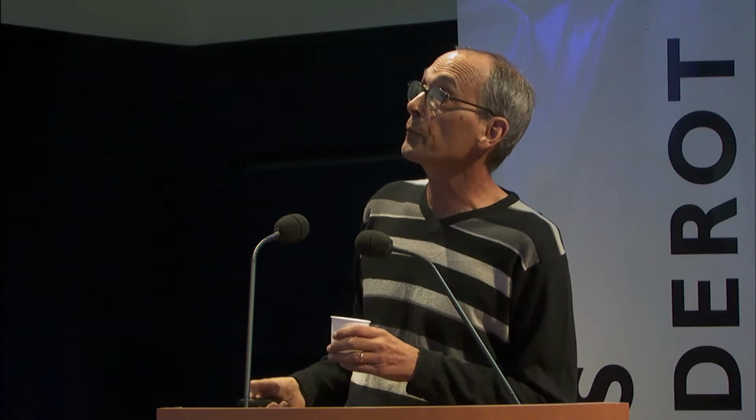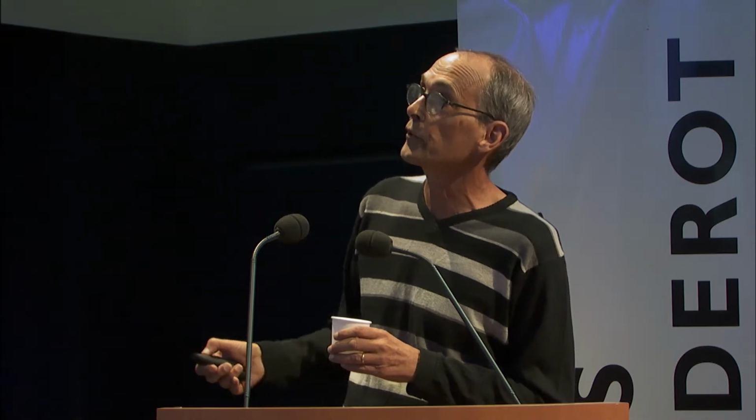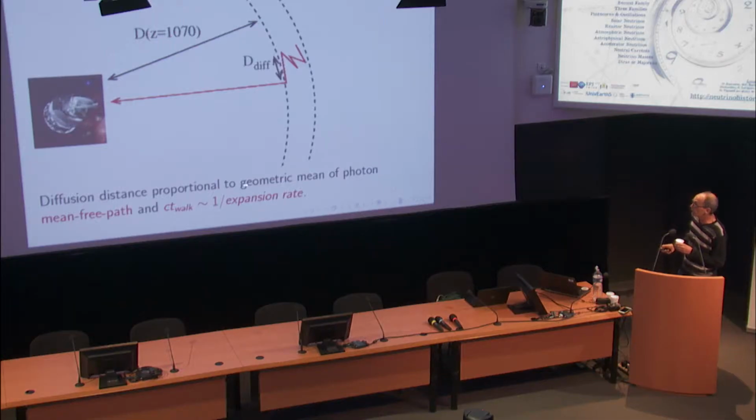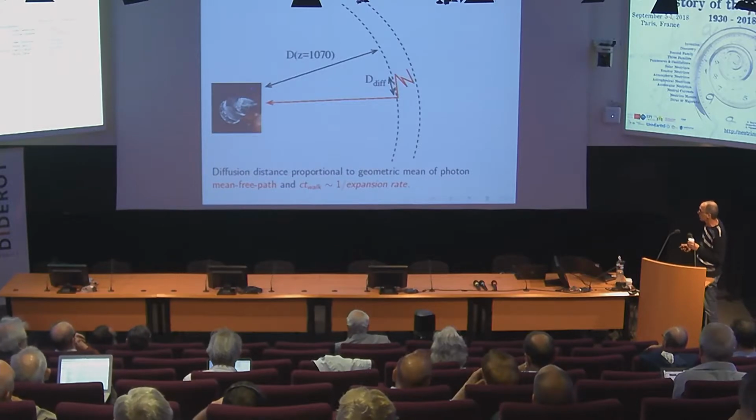And so this is just a little picture of how the photons random walk. I did this with LaTeX. It's not easy to put a picture in LaTeX. The diffusion distance is proportional to the geometric mean of the photon mean free path and c times the time of the walk, which is set by the expansion rate. So there you go. So that's the Planck damping.